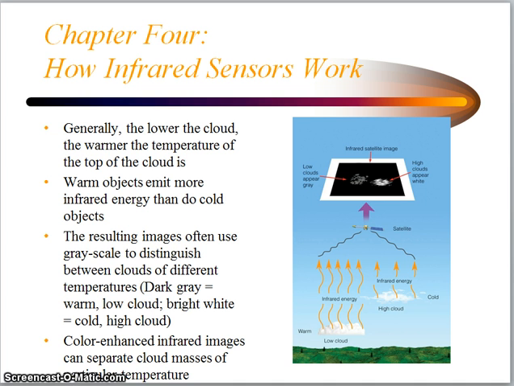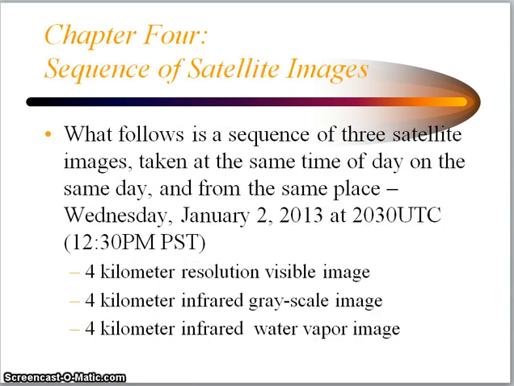The darker cloud masses, the dark gray ones, are warm clouds or low clouds, and the bright white on the grayscale indicates a cold cloud top and a very high cloud in the atmosphere. We also color enhance these images to more precisely separate cloud masses of particular temperatures, because sometimes the nuances can be quite small between different parts of the cloud structure with respect to temperature, depending on how high the cloud structure is above the surface of the Earth.